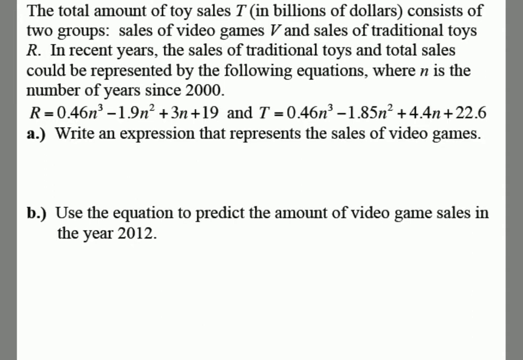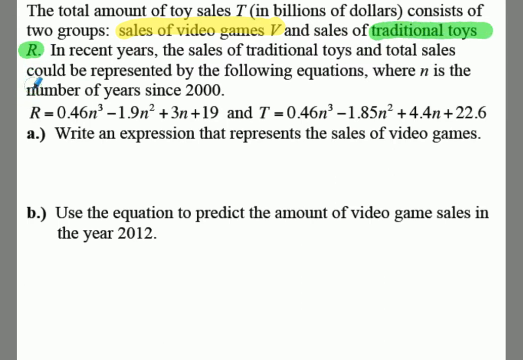So let's try a word problem here where we're going to take what we've learned about writing items in standard form and adding and subtracting to combine all into one nice problem. What we have is the total amount of toy sales in billions consists of two groups: sales of video games, which is V, and sales of traditional toys, which is R. It's important to know the difference between the two.